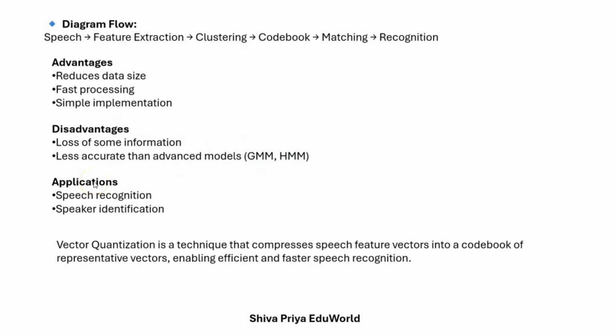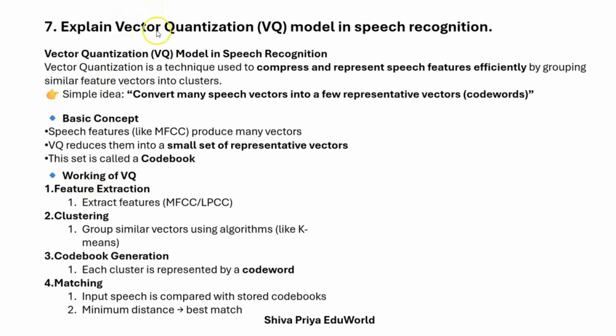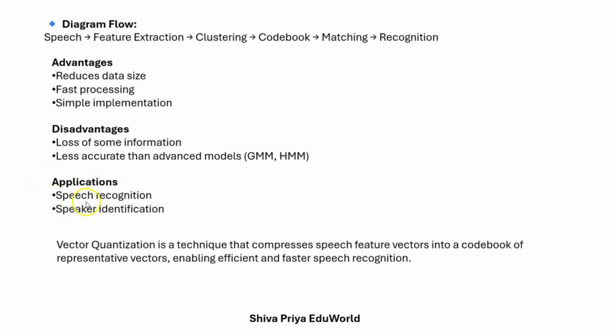And applications in the real world, where we use vector quantization: speech recognition and speaker identification. VQ is a technique that compresses speech feature vectors into a codebook of representative vectors. It enables efficient and faster speech recognition. Clear? This is all about vector quantization.